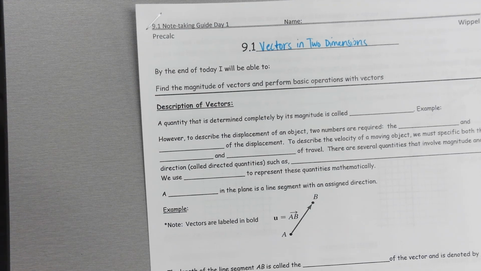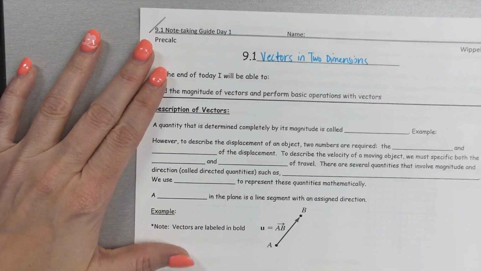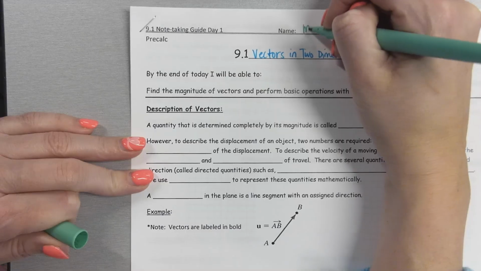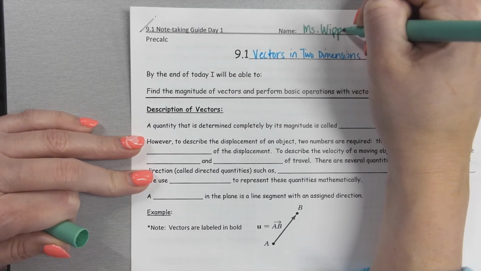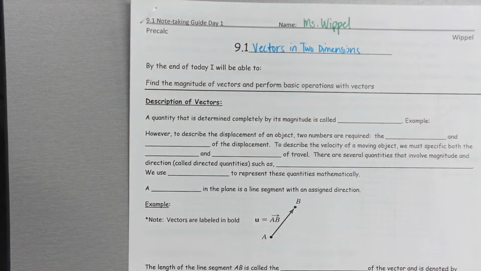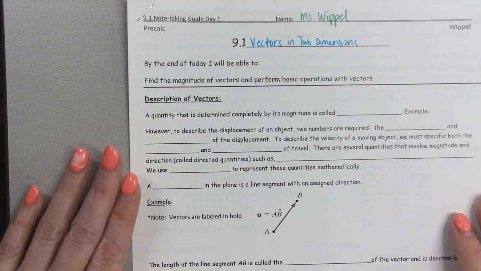Okay, so in 9.1, we're going to be learning about vectors in 2 dimensions. So today is going to be a lot of vocab and background so that we can start applying these to real-world situations. You've also done some work with vectors in geometry, but I know that was a while ago. And then, like I said, some of you, if you've had physics, you might know some of these operations. So we're going to learn how to find something called the magnitude today, and then perform basic operations.